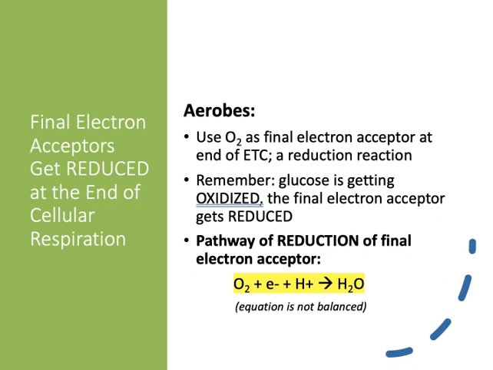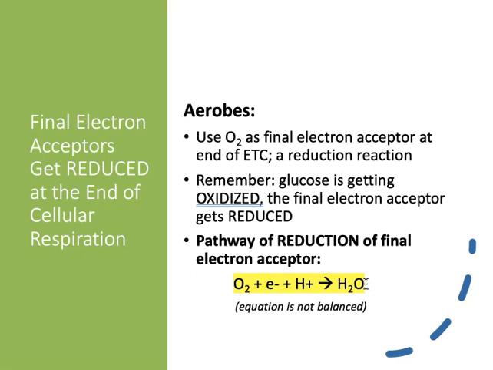In aerobic organisms like you and I, oxygen gas is the final electron acceptor at the end of the electron transport chain. Oxygen is going to get reduced with all of the electrons that came out of glucose. Glucose gets oxidized, the final electron acceptor gets reduced. Let's look at the equation for that reduction. The oxygen gas is going to take on the electrons, that's the e minus here, as well as some hydrogen ion, and water will be produced.